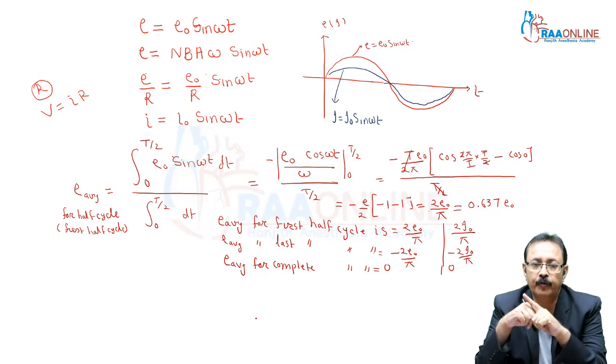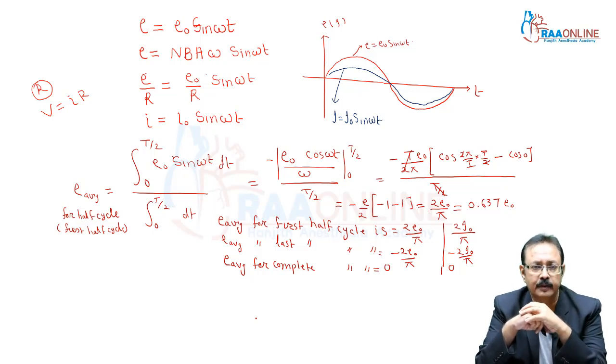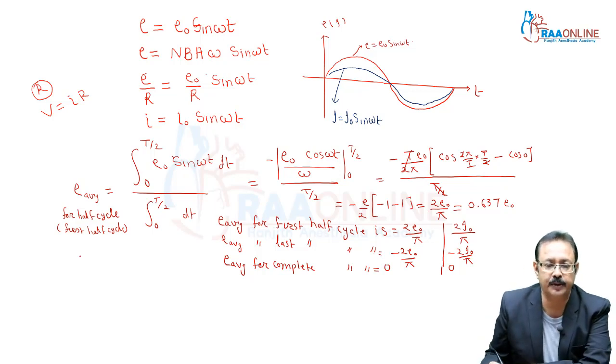How can we remove this minus sign? By squaring all the values, and to minimize the effect of squaring, after getting the mean, take the square root. So this value is known as the RMS value.